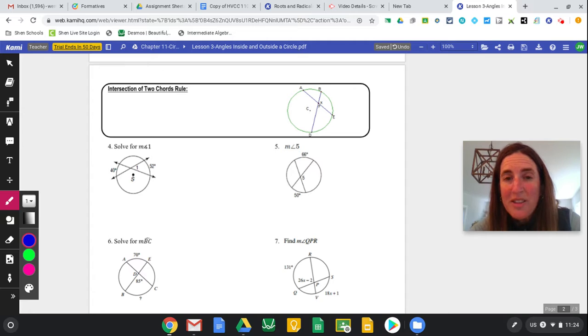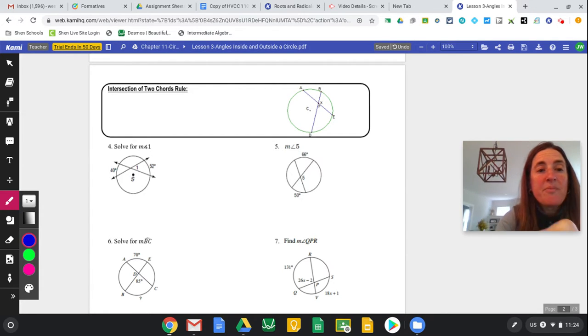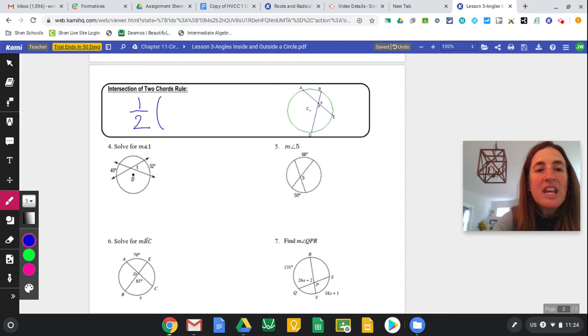Two chords crossing. Uh-oh. And the chord is not a diameter. See how it's not going through the center? This is super fun. When 2 chords cross, it's half. The only time things are equal, remember, is if it's a central angle. So we're still taking half.